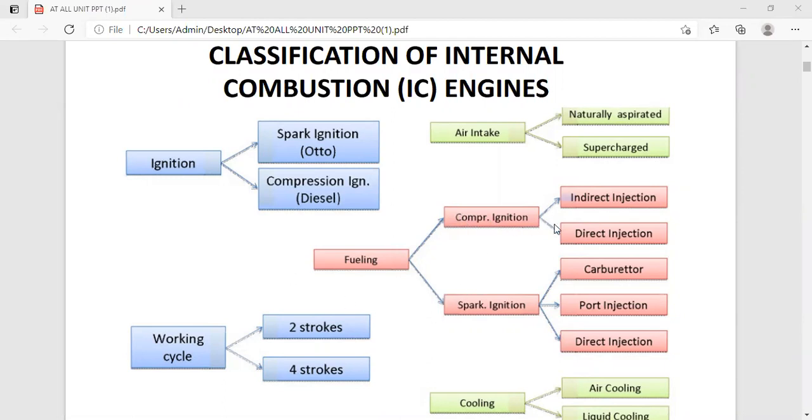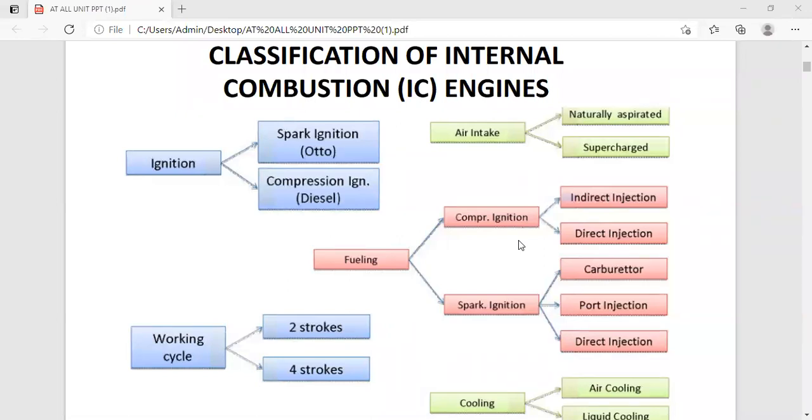So in compression ignition, there is indirect and direct injection also. And in spark ignition, there is carburetor, port injection, and direct injection also. So we will discuss this whenever we see spark ignition and compression ignition in detail.